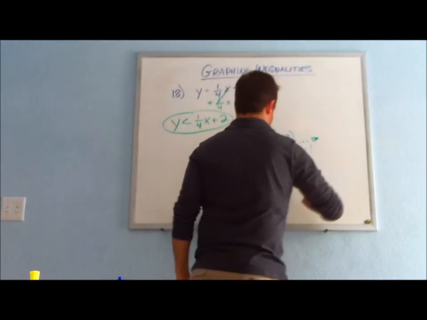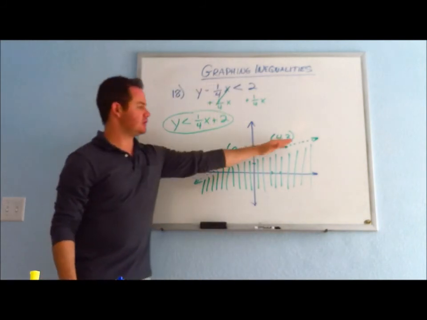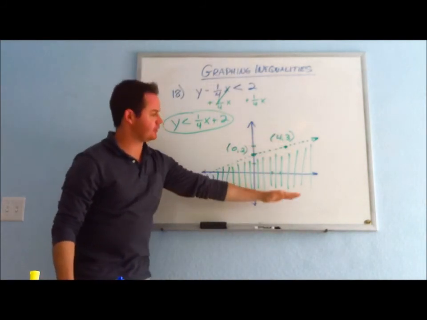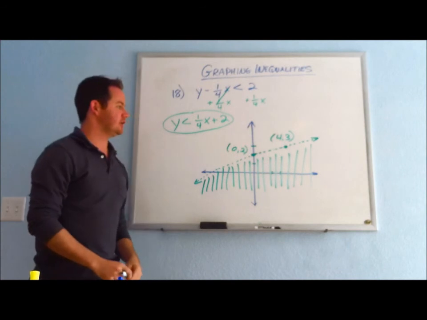And our solution set will be this dashed line and a filled in graph with everything below it shaded in for the correct answer.